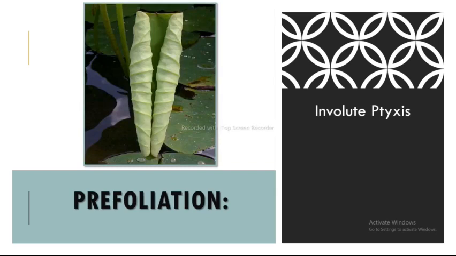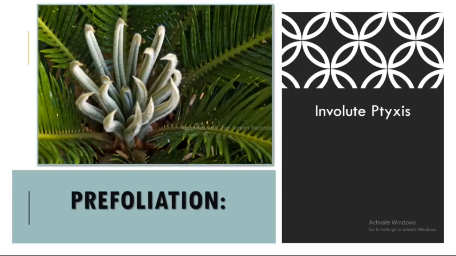Next type of the Ptyxis is the involute. Involute means when the two margins are rolled on the upper surface of the leaf towards the midrib or the center of the leaf, as in water lily, as shown in the figure. This is involute Ptyxis.